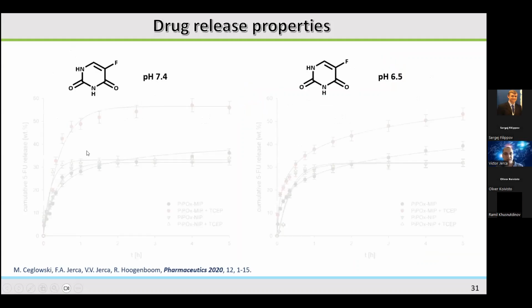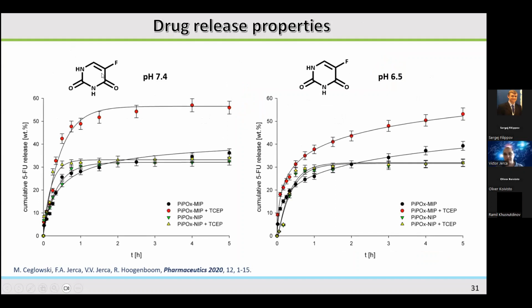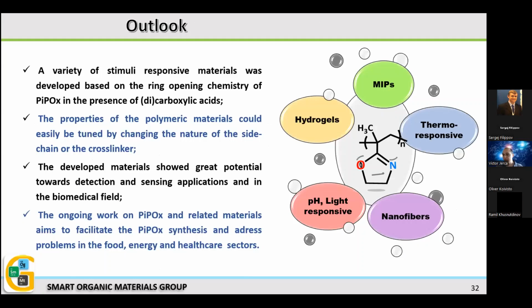We tested these MIPs with 5-fluorouracil, so we used 5-fluorouracil as the imprinting molecule, and we tested the drug release of the 5-fluorouracil. As you can see, at pH 7.4 you have an increase of the drug release upon adding TCEP, and at pH 6.5 we notice the same behavior of the molecularly imprinted polymer.